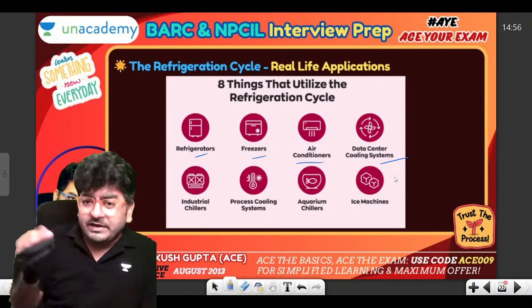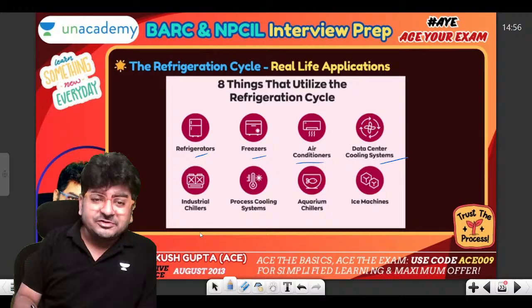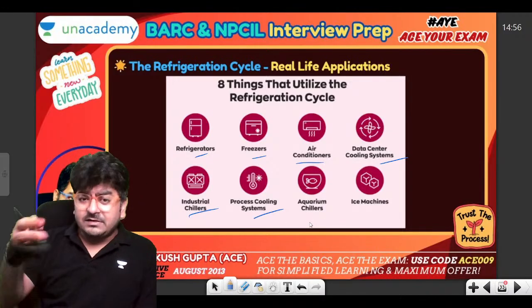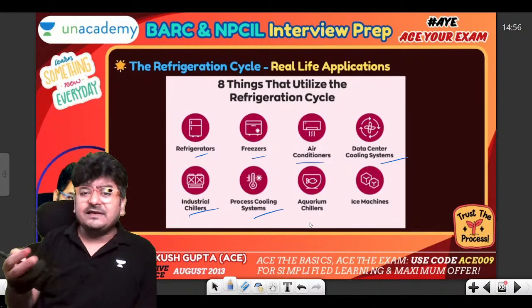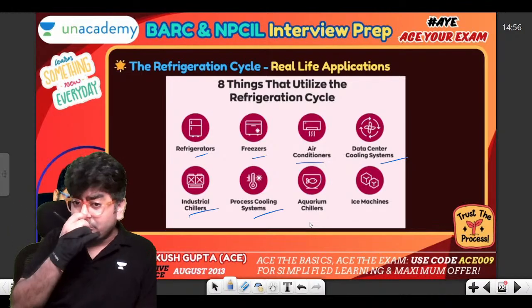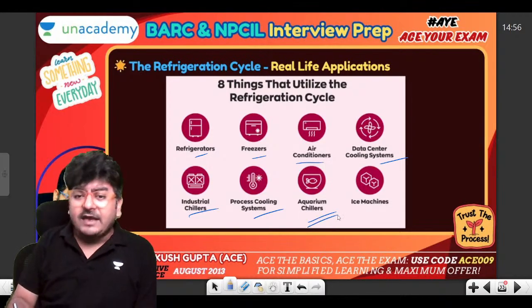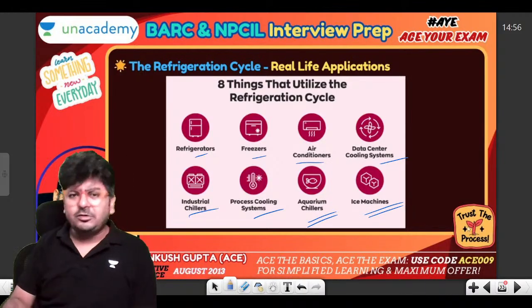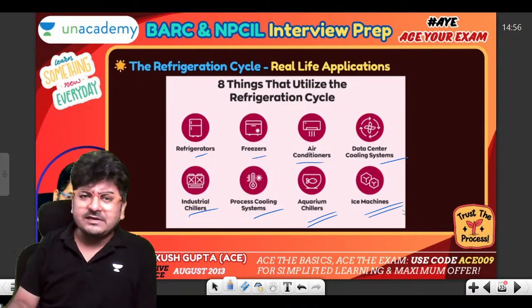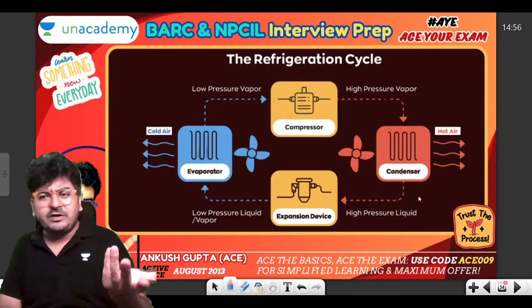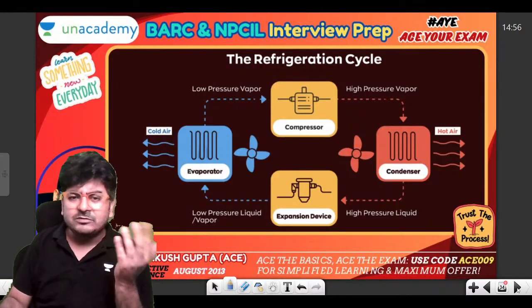तो कूलिंग के लिए वहां पे, इसके अलावा इंडस्ट्रियल चिलर्स जो होते हैं, process cooling systems, like in industries. Otherwise, HVAC systems are also there in hotels, in some auditoriums. Aquarium chillers जो होते हैं, ice machines. So many places we use these refrigeration cycles. So these are just some 8. You can find many. Okay. This is the refrigeration cycle. I have already explained to you how things are happening.